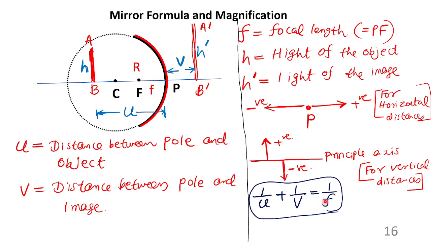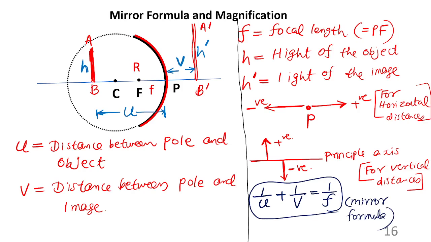The focal length is generally given in the question. So if the position of the object is given, we can easily find the position of the image using this formula. This is said to be the mirror formula.